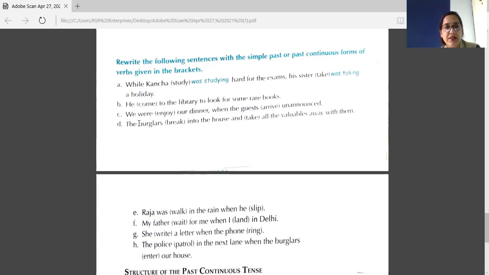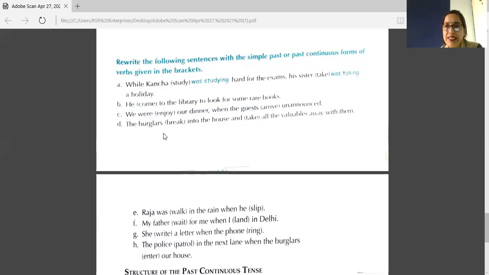Next one. We were dash our dinner when the guest dash unannounced. Two verbs there. So here in that first one, your answer is we were enjoying our dinner when the guests arrived unannounced. So when this thing happened, arrived happened, what they were doing? They were enjoying the dinner. Understood how we have to do?